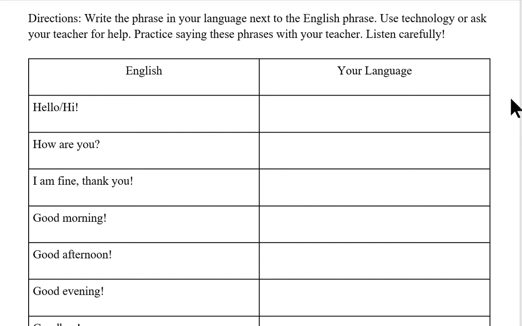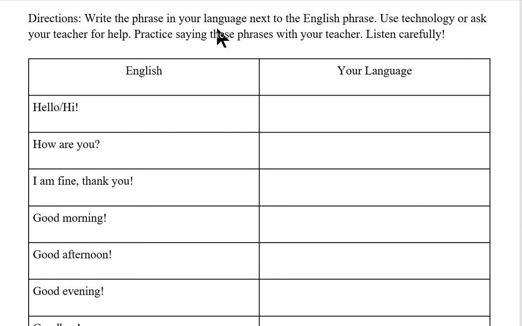If you will open up your Word document for today, you will see the basic greetings section. I'm going to review this sheet with you, and you will complete this sheet. Okay? So, let's look at this sheet.